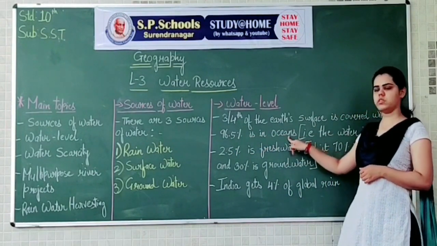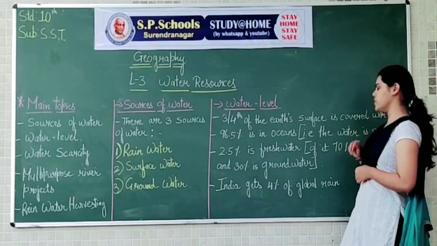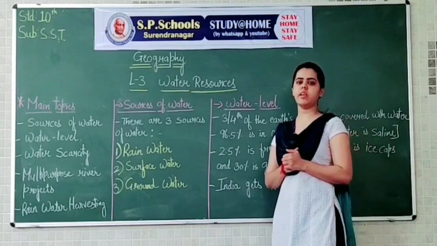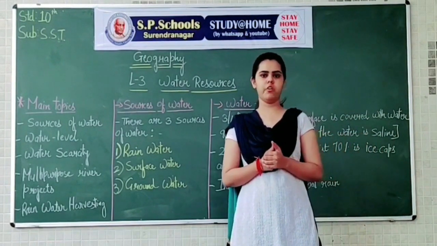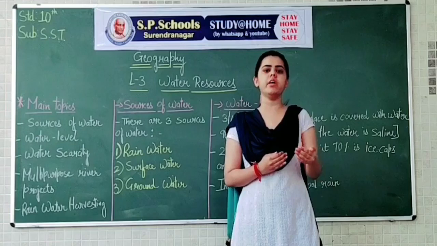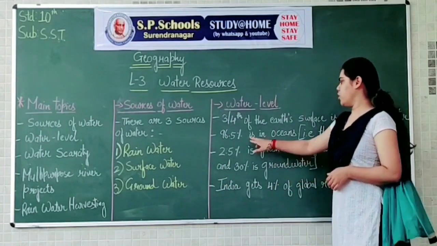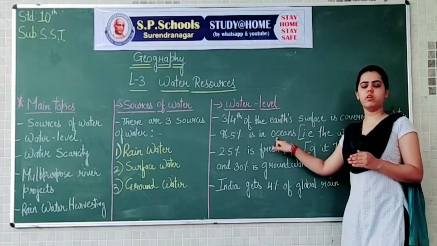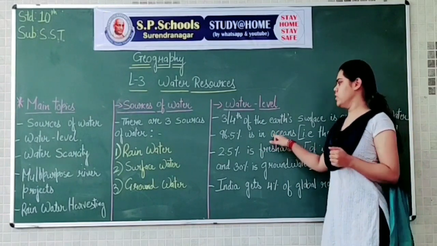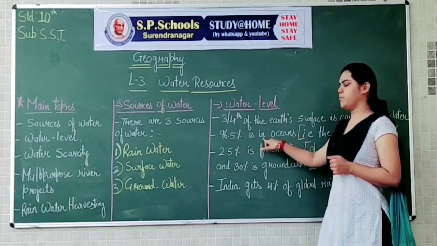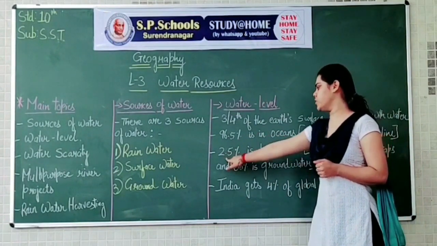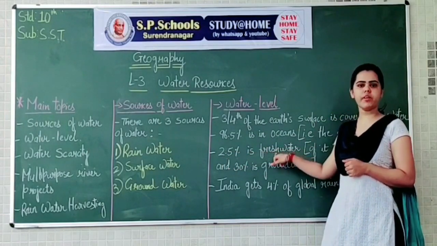96.5% is in oceans, and that water is saline. What do you mean by saline? It is full of salt, right? So you cannot use it in day-to-day life. You cannot use this ocean water on your daily basis. So 96.5% is in oceans. The remaining 2.5% is fresh water.